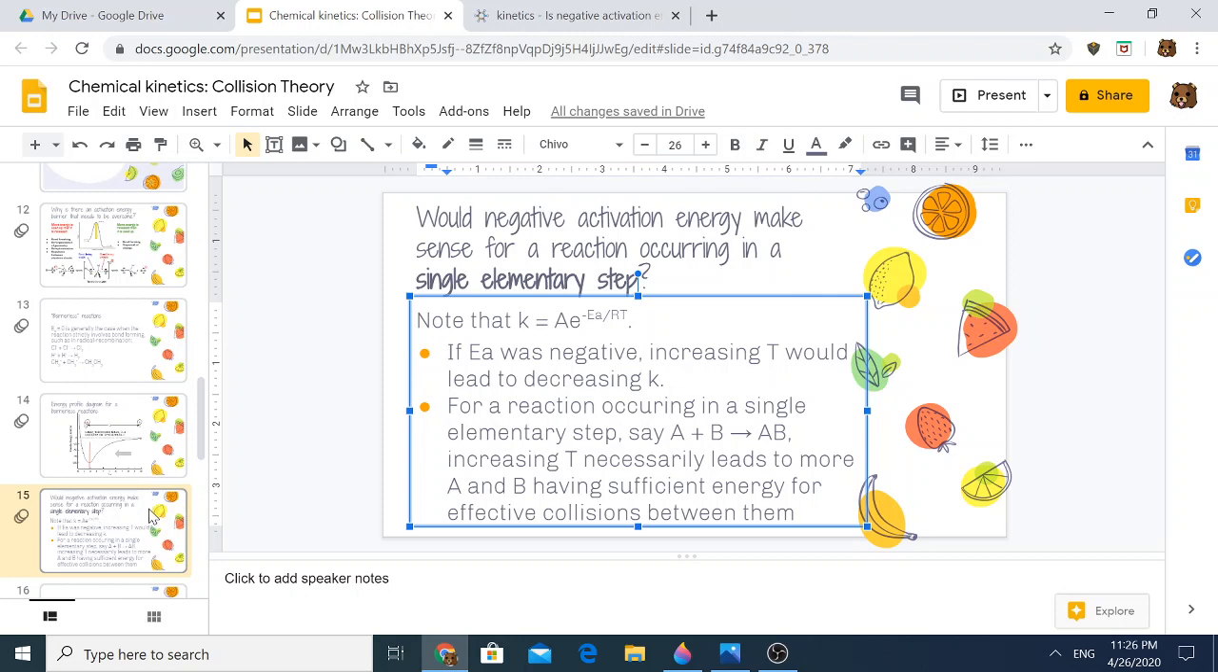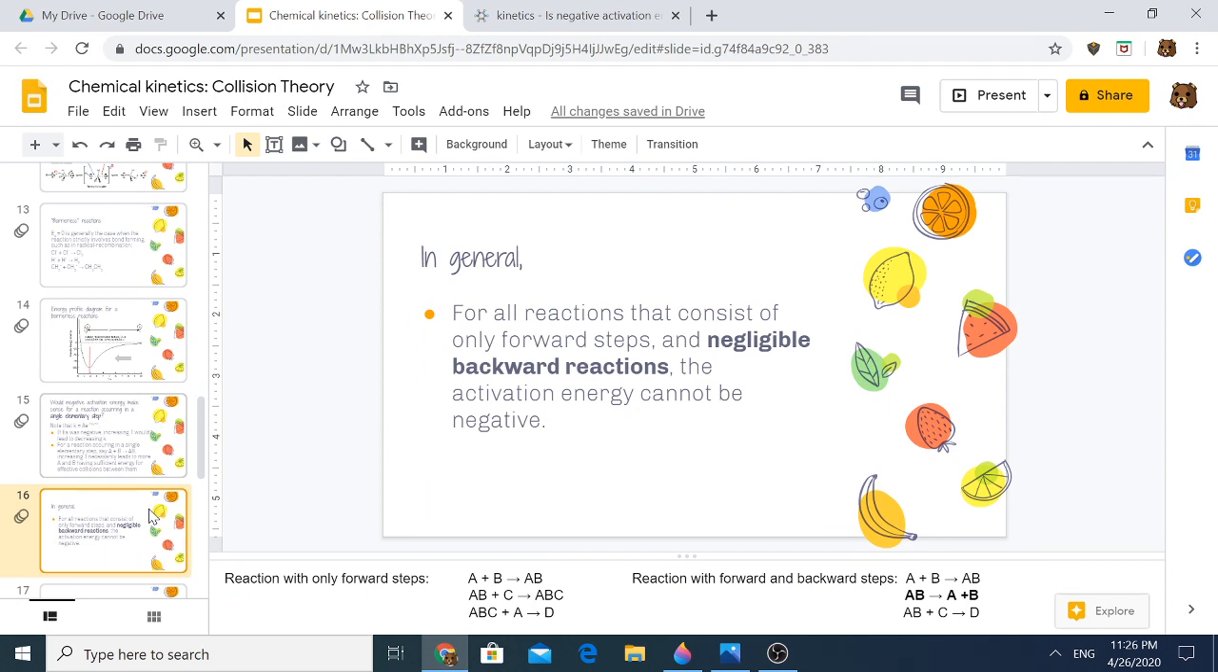Okay, so let's move on. If any single elementary reaction cannot have, as we established, a negative activation energy, then would you not agree with me that for a reaction that consists of a sequential set of forward elementary steps, for example, as I've written here, A plus B to give AB, AB plus C to give ABC, ABC plus A to give D, and D being the product that you obtain from reacting A, B, and C.